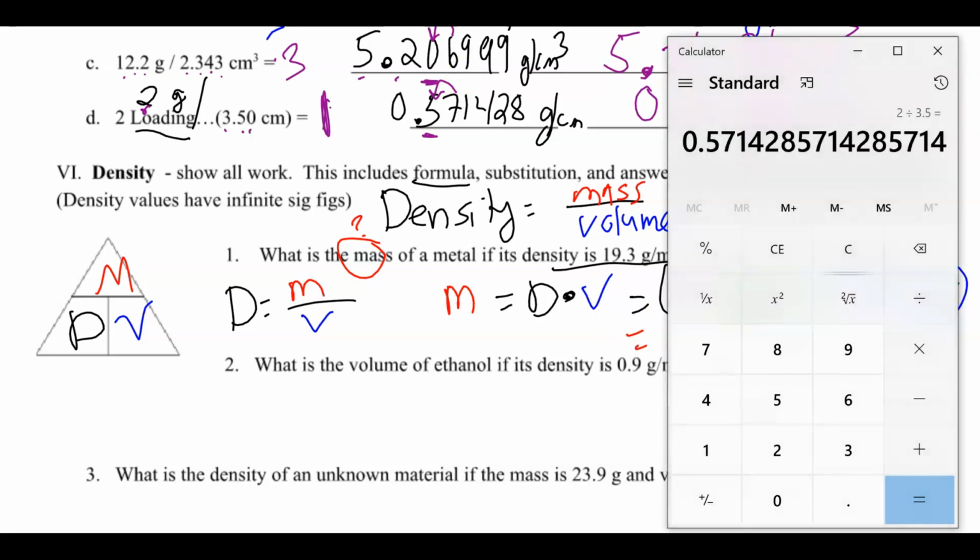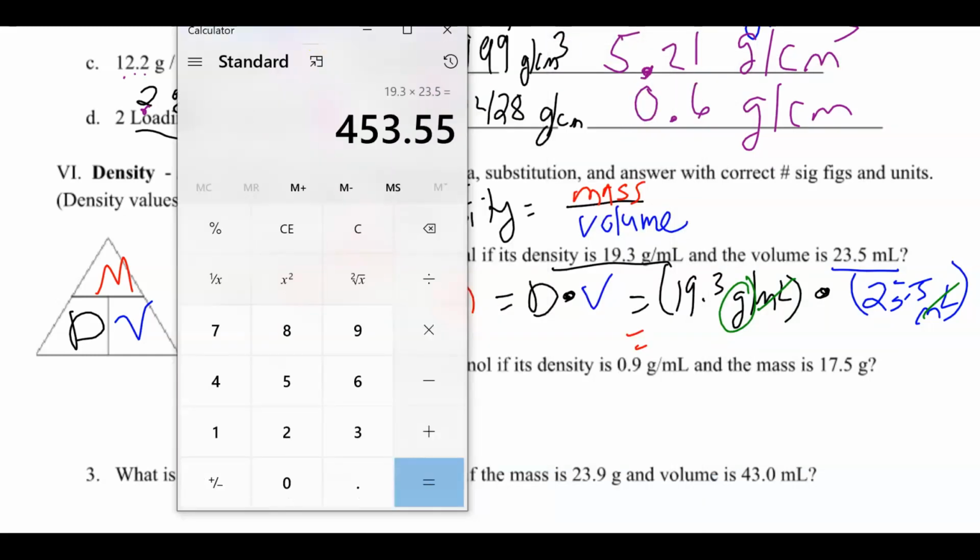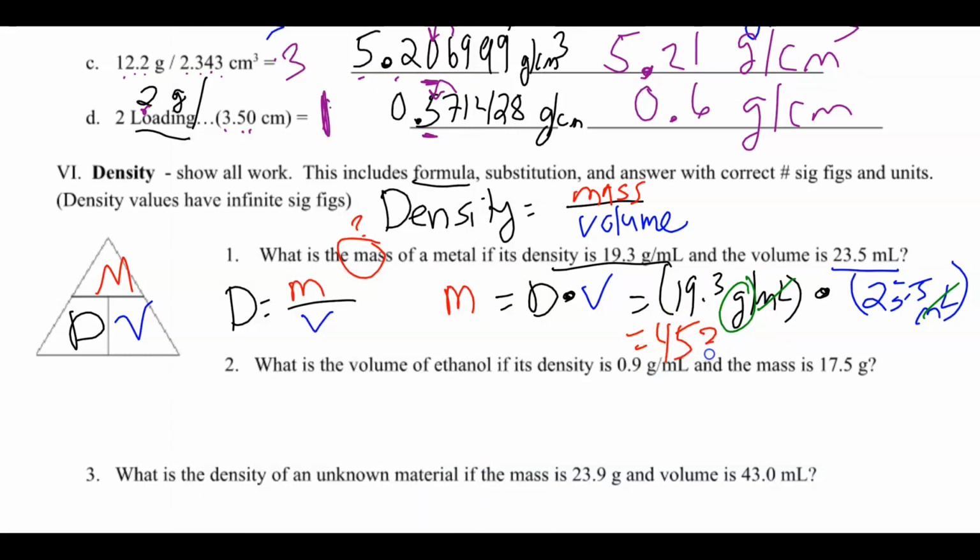Okay, so take your calculator, and we have, what was it, 19.3 times 23.5, 453.55. So 453.55 grams. That's my calculator answer, but the problem asks me to get the right number of sig figs. So let's look back to our inputs. 1, 2, 3, 1, 2, 3, 1, 2, 3, 4, 5. I've got to round this number to 3 sig figs.